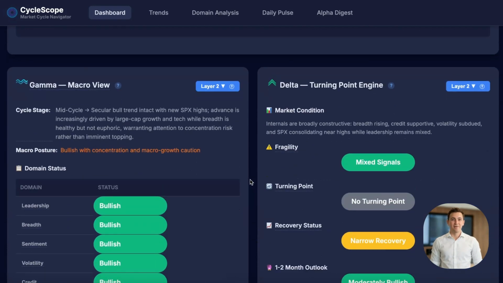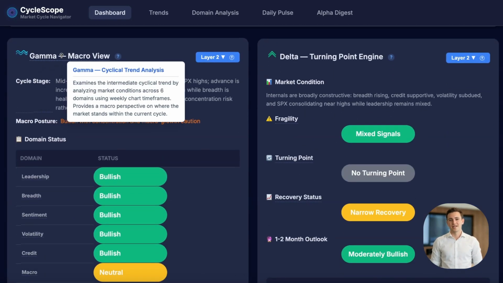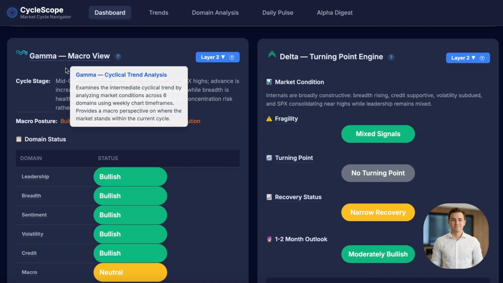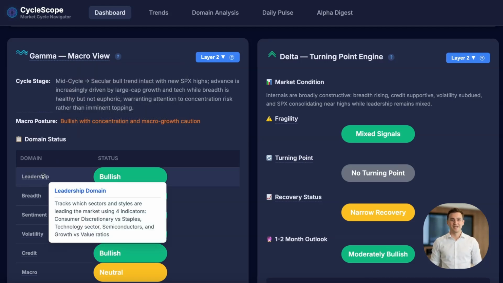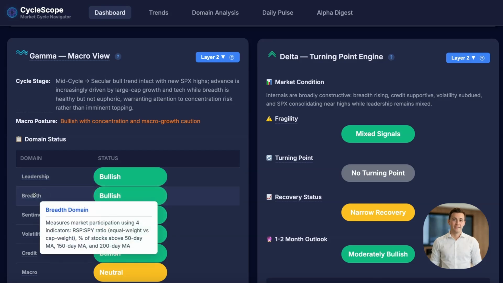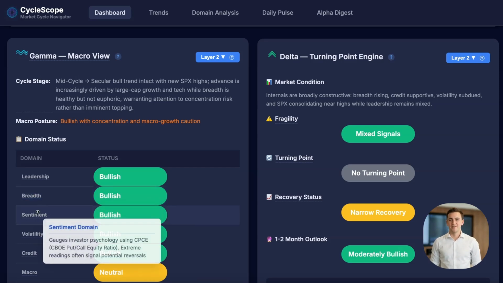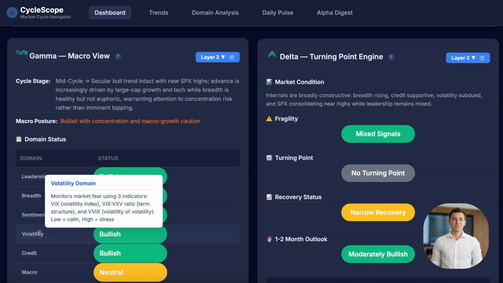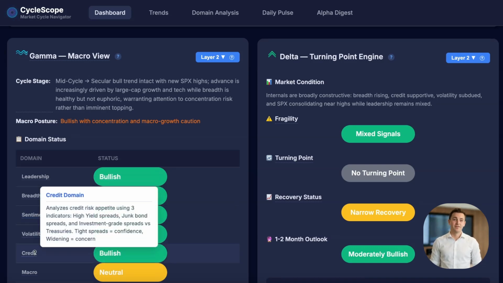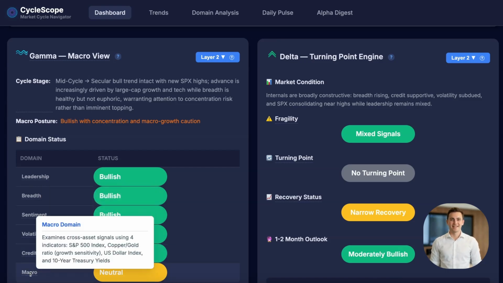Section 2. Gamma. This is where we zoom into the macro cycle. Gamma monitors 6 critical domains of market structure. Think of them as the vital signs of market health. Leadership. Are aggressive growth stocks leading or lagging? Breadth. Is the rally broad or narrow? These findings can give important insight into how sustainable the rally momentum is. Sentiment. Are investors too greedy or too fearful? Volatility. Is risk rising or falling? Credit. Are credit markets healthy or showing stress? And macro. What's the economic backdrop?